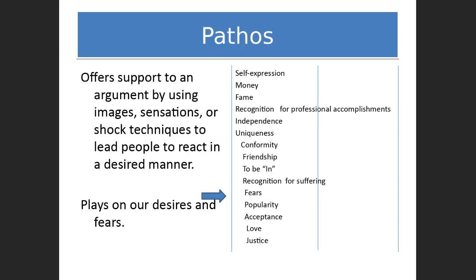Pathos is appeals to emotion, and usually it has to do with either desire or fear. And this is one way that people try and persuade other people to do something. So pathos, these are the types of things that we either desire or are worried about. Self-expression, money, fame, recognition, independence, uniqueness, conformity, friendship, to be in, and then different types of fears, popularity, acceptance, and so forth. And so essentially pathos, and I'll give you an example of pathos.